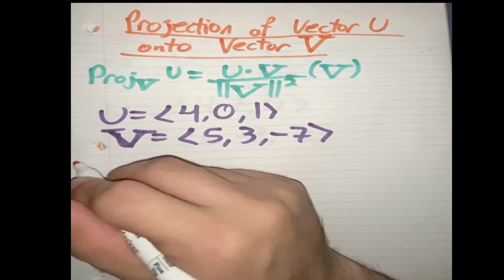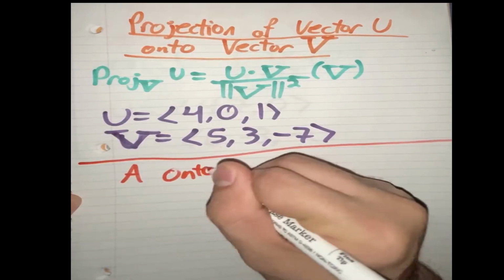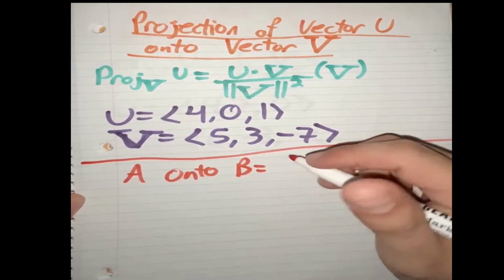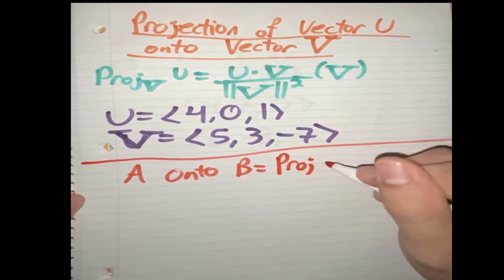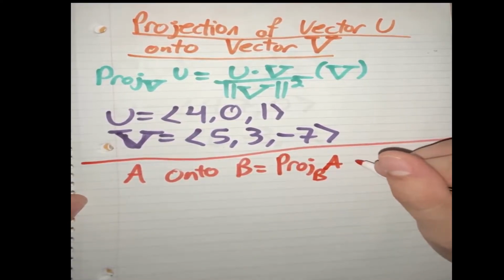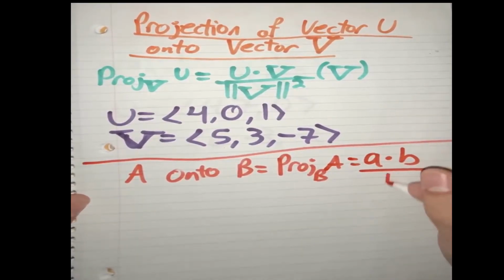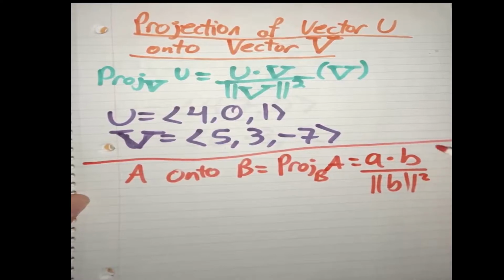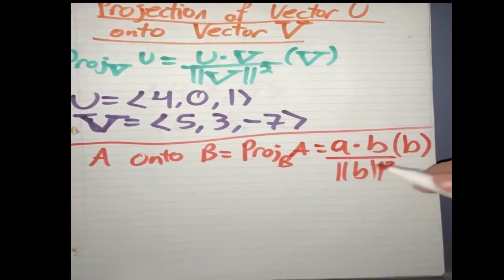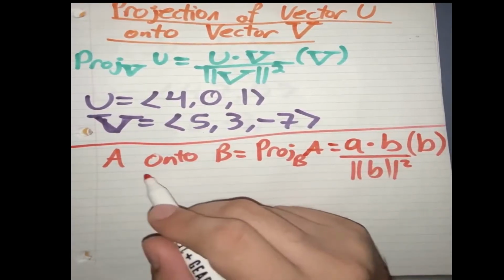For an example, I'll just use vectors a and b. So the projection of a onto b, you would write it like this. The a would come once, and the b would be the one that fills up all the other spots. That's one of the trickier parts of this, knowing which vector to compute the magnitude of and which vector to multiply by. So the keyword is onto.